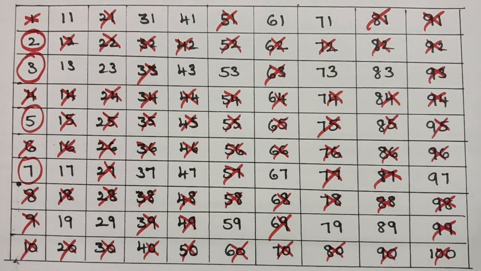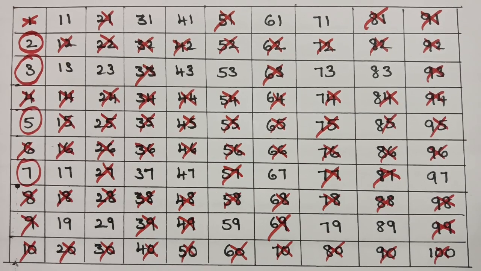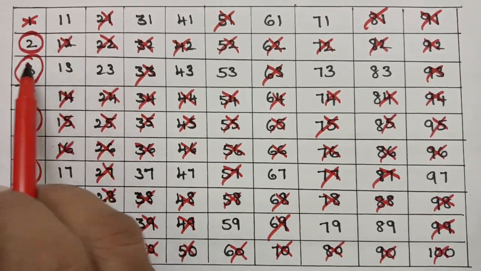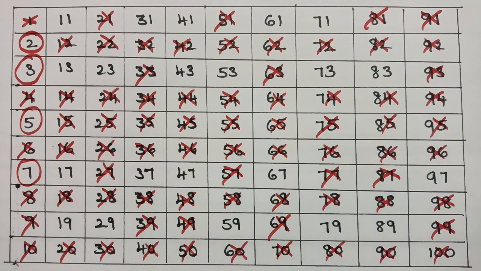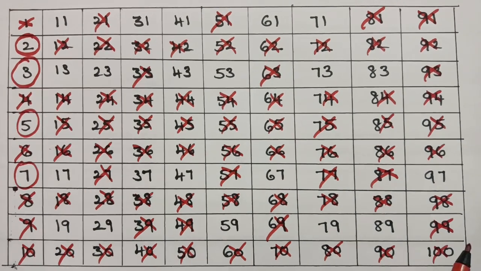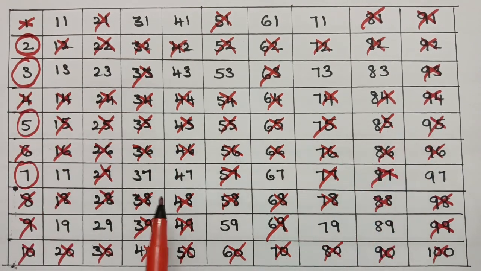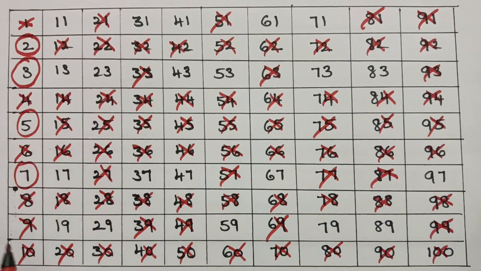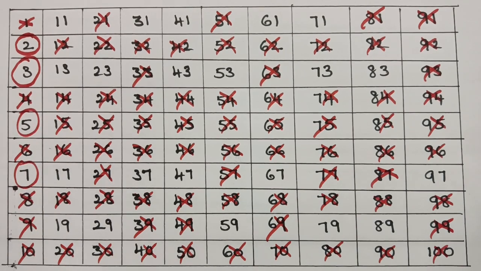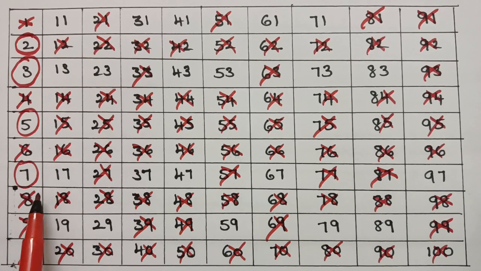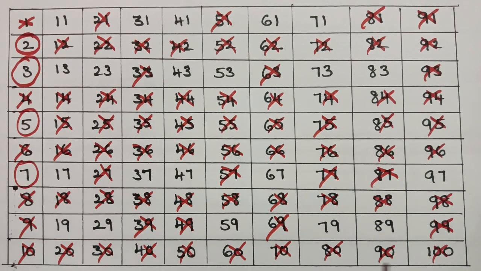So here, completed. First of all, we have to take from 2. So 2 is the first prime number. We have to cancel all the multiples of 2 from 2 till 100, and the next prime number is 3, and you have to cancel all the multiples of 3, and the next prime number is 5, we have to cross all the multiples of 5, and the next prime number is 7, we have to cross all the multiples of 7.